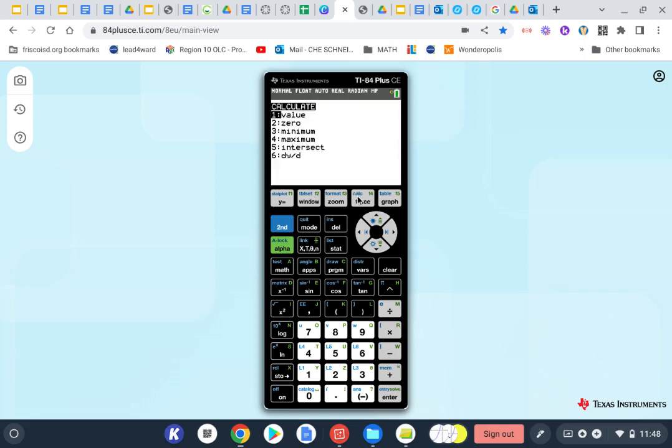So second trace. We're going to repeat the same steps we've practiced earlier. Left, left, left, left, left. Enter. Right, right, right, right, right. Enter. And guess. Ta-da! The minimum. And notice it even tells you the minimum is at negative 1, comma, negative 4.